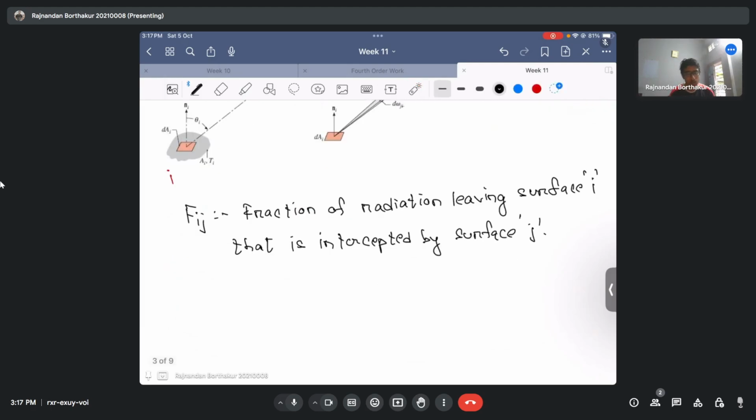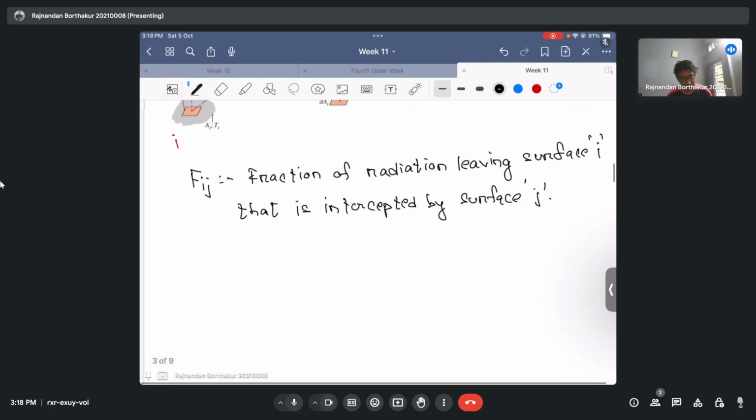Without going into the detailed derivation of this view factor, the idea is that these view factors can be determined starting from how we define the intensity of radiation. From the formal definition of intensity of radiation, you can determine the integral form of this view factor Fij. But you have already seen that in the lecture classes, so I'll not repeat it.